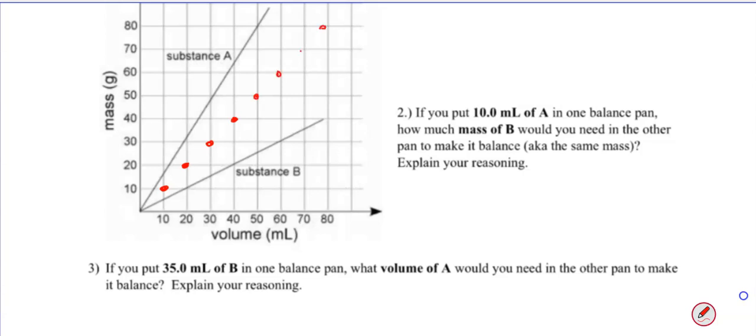Oh, that's a really bad line. Sorry. So now we have a ranking, right? We say, okay, substance A is the most dense. Water is right here. And then substance B is the least dense. Okay, so let's see what questions they're going to ask me.